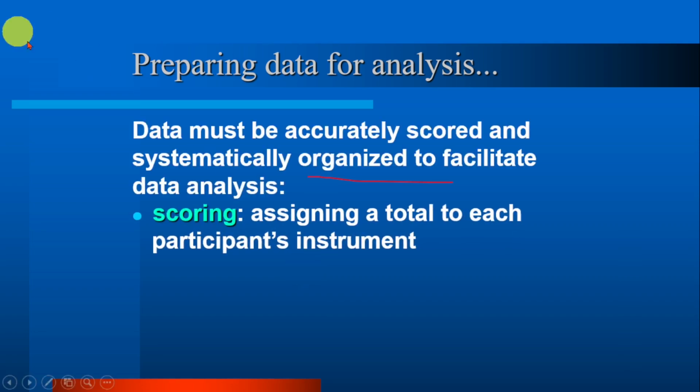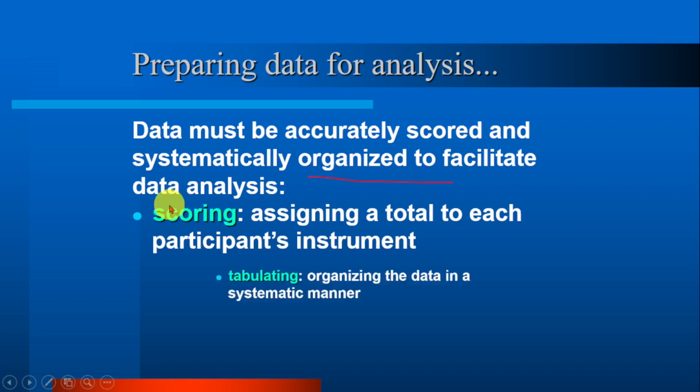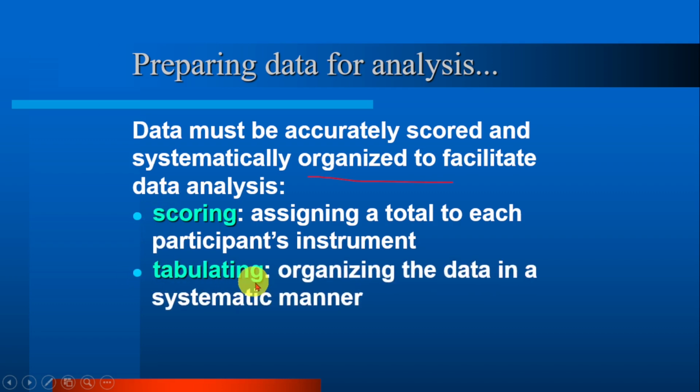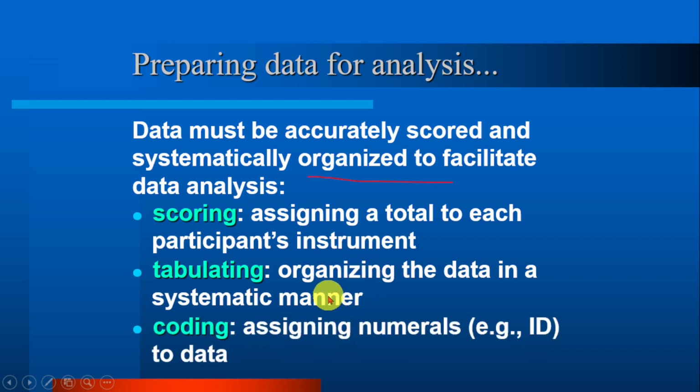Next, preparing data for analysis. Data must be accurately scored and systematically organized to facilitate data analysis. Scoring: assigning a total to each participant's instrument. Tabulating: organizing the data in a systematic manner. Coding: assigning a numerical ID to data.